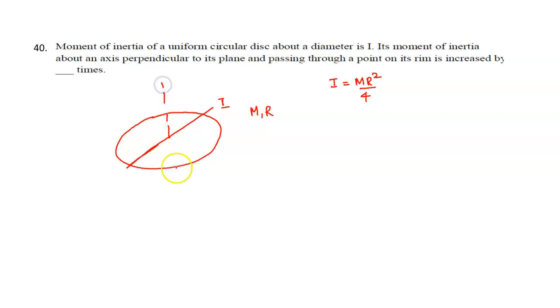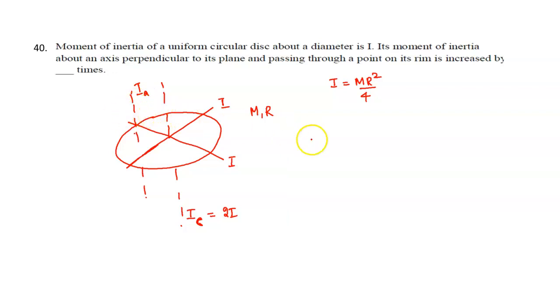About this axis, which is passing through the center of mass and perpendicular to the plane, if this is I, this will also be equal to I. Symmetry, both axes are symmetric. So according to the perpendicular axis theorem, the moment of inertia about this axis, which is passing through the center, will be equal to I plus I, which will be 2I. Now we want it about an axis passing through the point on the rim and perpendicular to the disc. We want it about this axis.